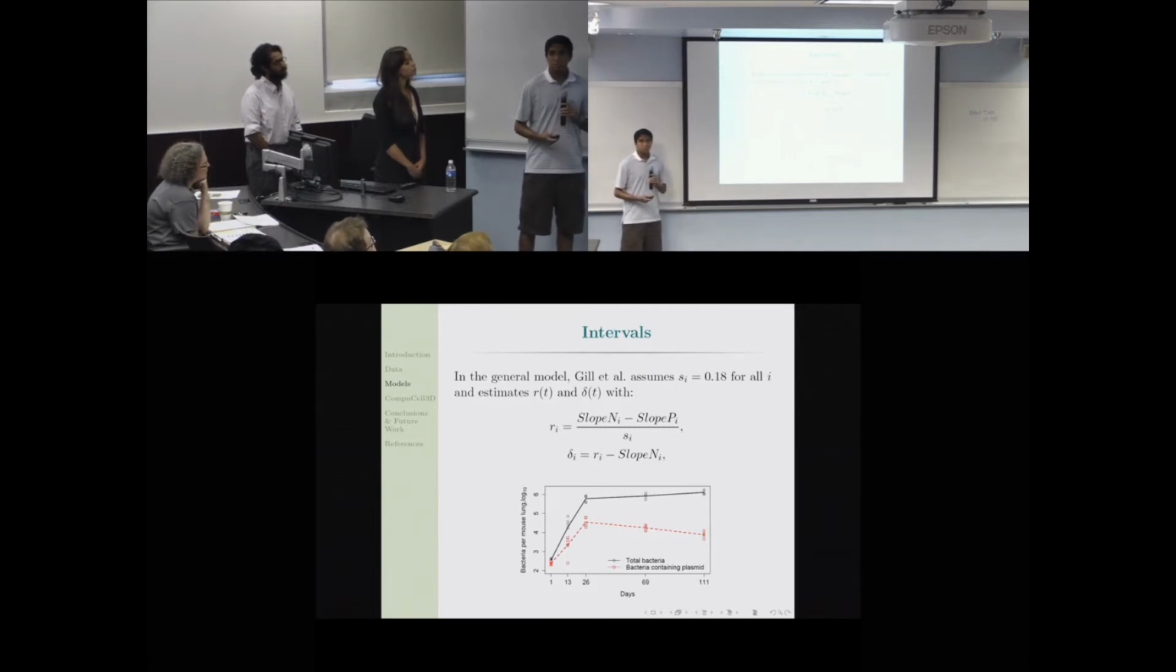The difference between the parameter estimation technique that Gill et al. did and the one we did is that this S_i right here was assumed to be 0.18 for the in vitro studies and in vivo studies done by them. Since we do not know this is necessarily true, we just assume it's variable and solve parameters accordingly.